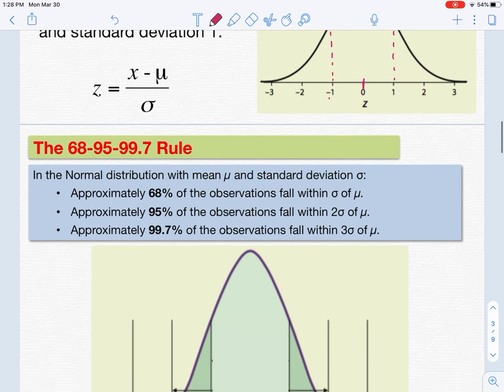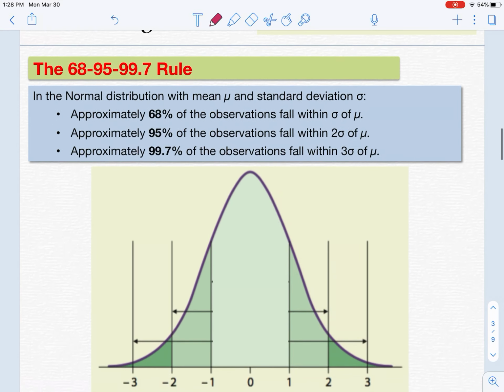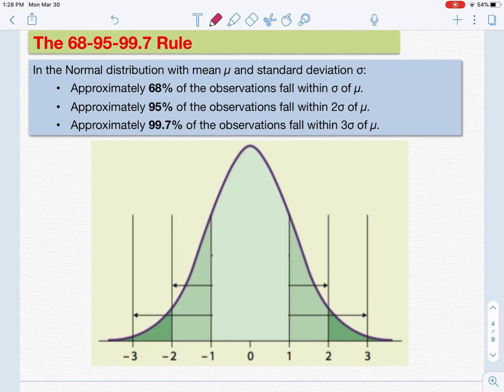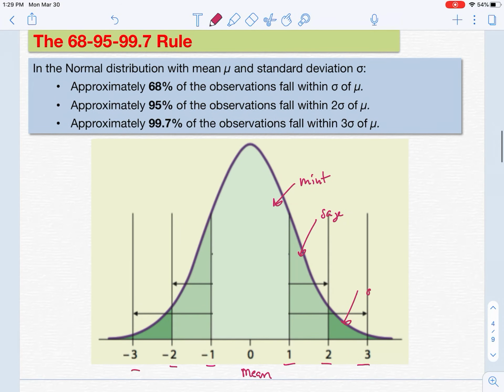All right, here it is, brand new info, 68, 95, 99.7. So I've got 3 regions here. This is that standard normal curve. This right here is the mean or the average. And then it's 1, 2, and 3 standard deviations above the mean, 1, 2, and 3 standard deviations below the mean. So see these 3 colors here? Maybe a mint green. We're going to call this one the sage green, and this one the olive green.